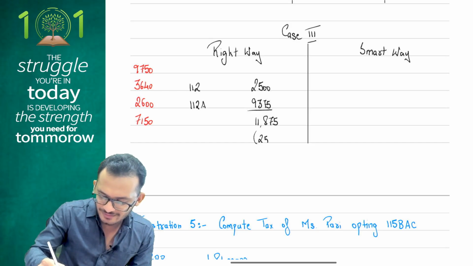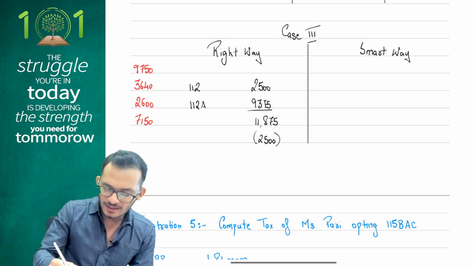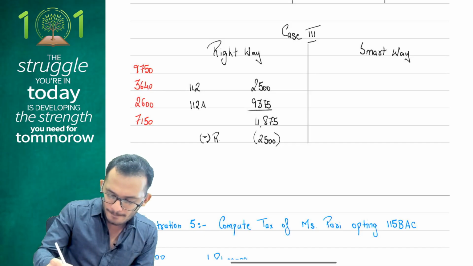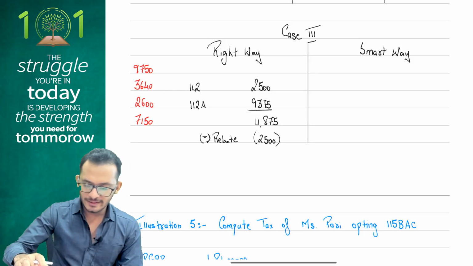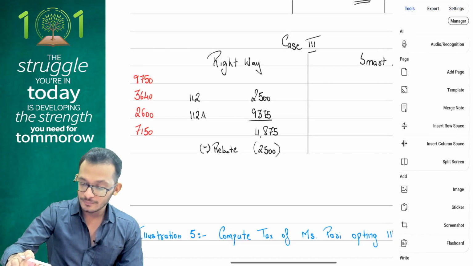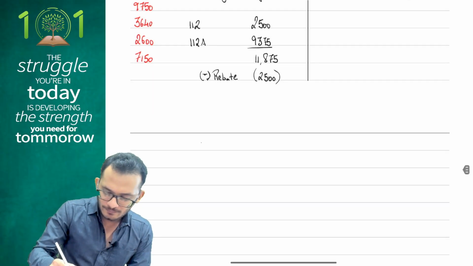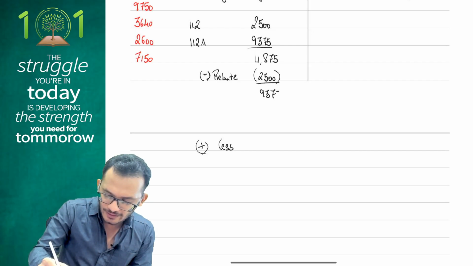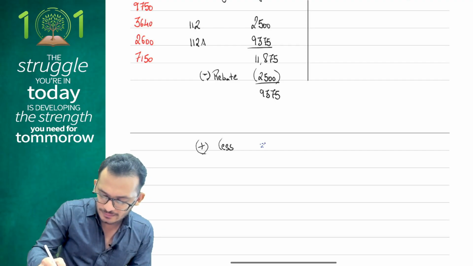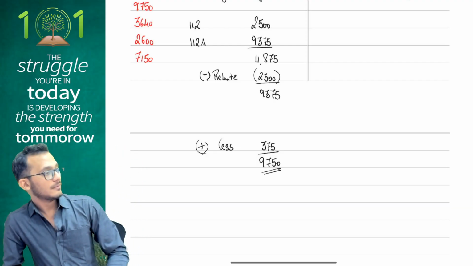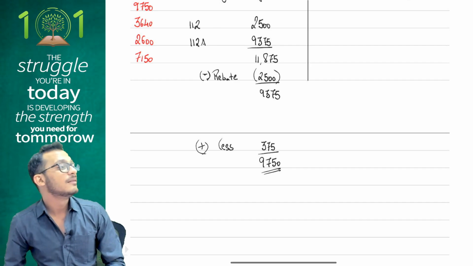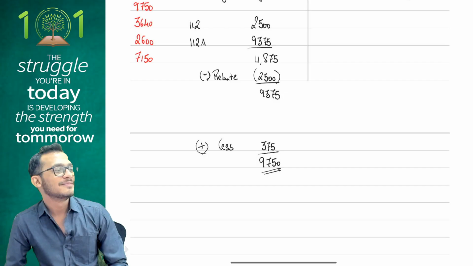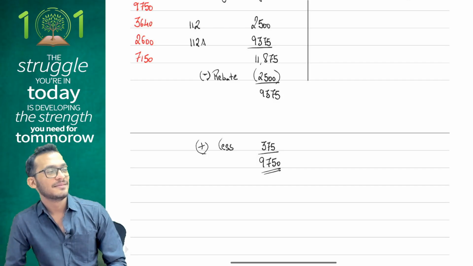You can't claim rebate on 112A, giving me my tax as 9,375, on which I'll add cess of 375. Number is 9,750. It is also possible to adjust the 20,000 differently and convert it afterwards.